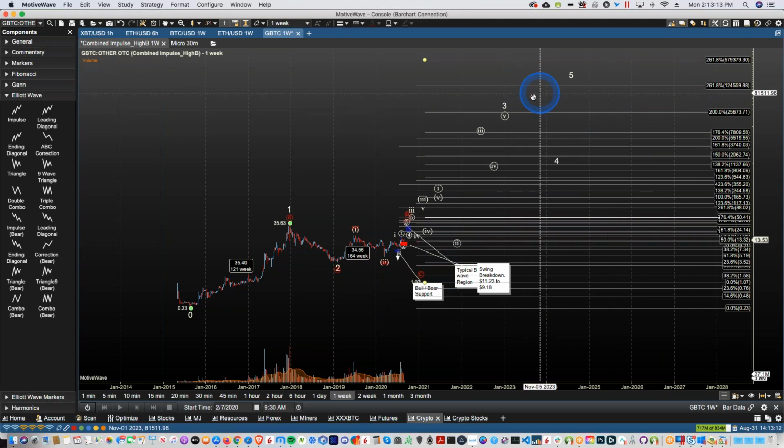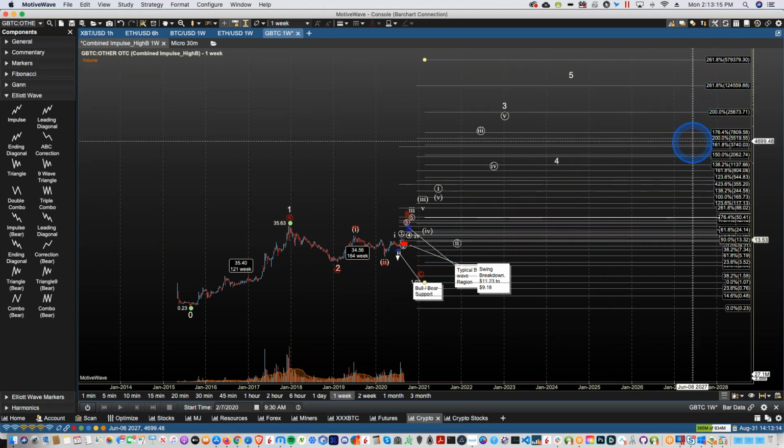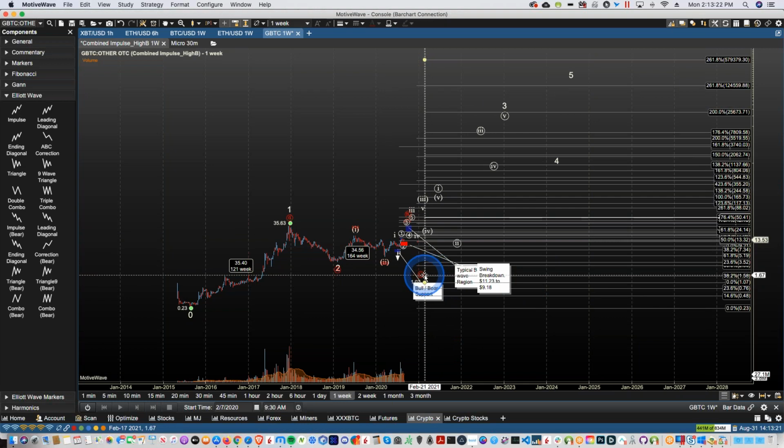So that would be this count just scaled way down and coming down to the more than 25,000 region. So it's a very reasonable count if we drop to 2 first. But again, there's a lot of discordance in the GBTC weekly. I don't find it a terribly useful time frame simply because there's so much discordance with the Bitcoin chart.